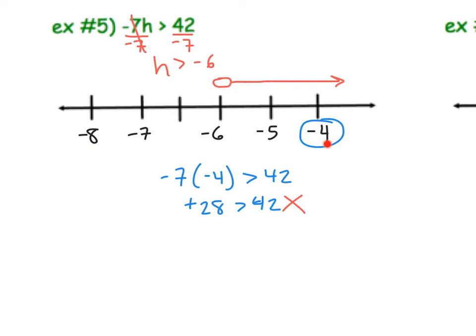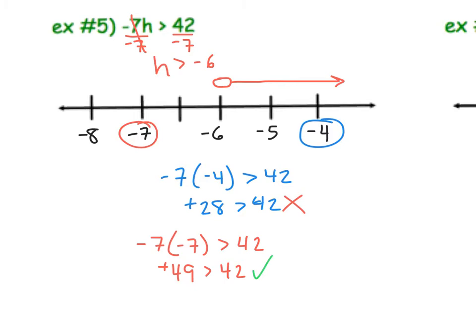Negative 4 doesn't work. Well, if negative 4 doesn't work, negative 5 doesn't work. Well, let's try something. If these solutions don't work, what about the other two? Let's choose, for example, negative 7. Let's see if this one works. If I plug this in, negative 7 times, and now for h I'm going to plug in the other side, negative 7, is that greater than 42? Negative 7 times negative 7 is positive 49. Is 49 greater than 42? And yes, that checks out.